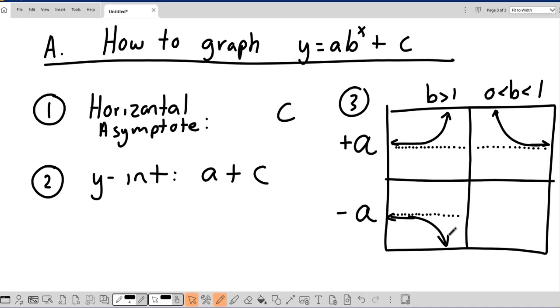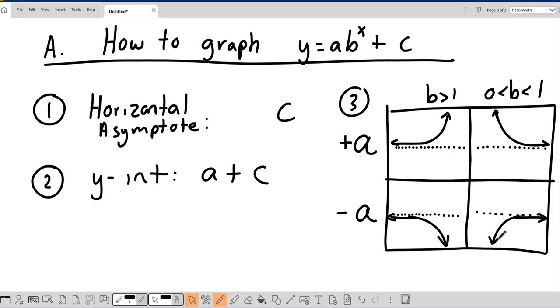And yesterday we saw that if b was between 0 and 1, it looks like this. But if you have a negative a value, it's going to flip that one upside down. So that would look like this. Flat on the right and down on the left.